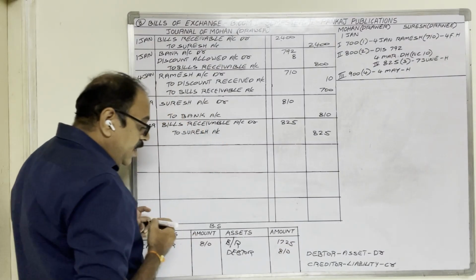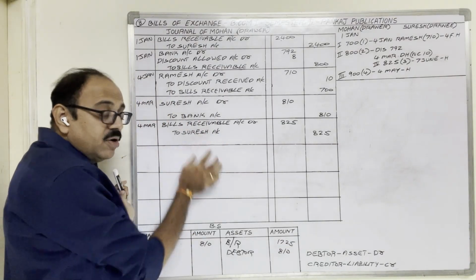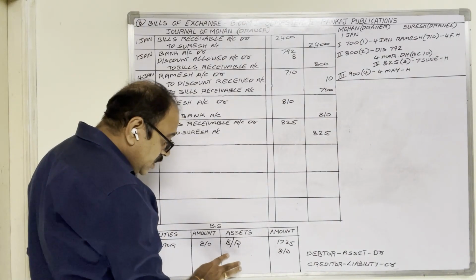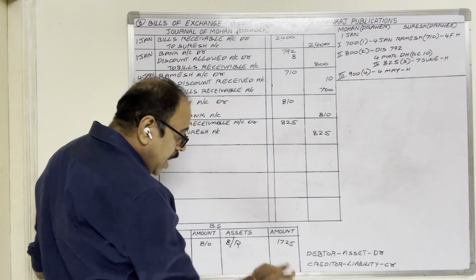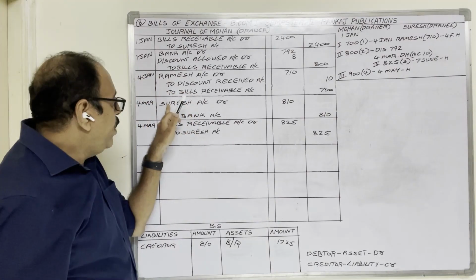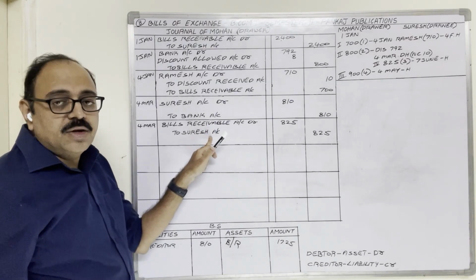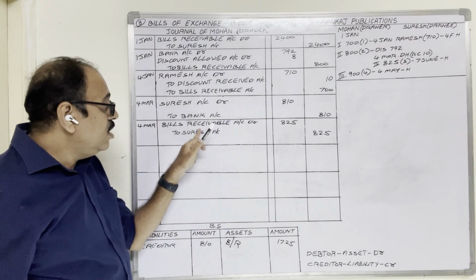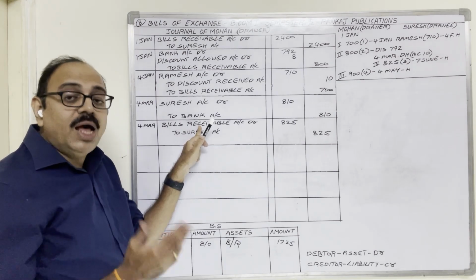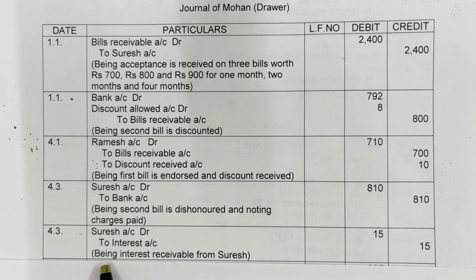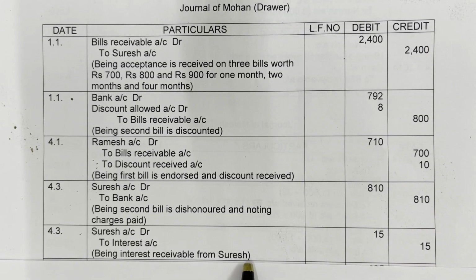1725. And this Suresh debtor will get cancelled, because on that person we prepared a bill and we received acceptance. Now by debiting we have created debtor account. Now we are cancelling that, because on that debtor we prepared a bill and we received acceptance from him. 4th March, Suresh account debtor to interest account 15 rupees. Narration, being interest receivable from Suresh.